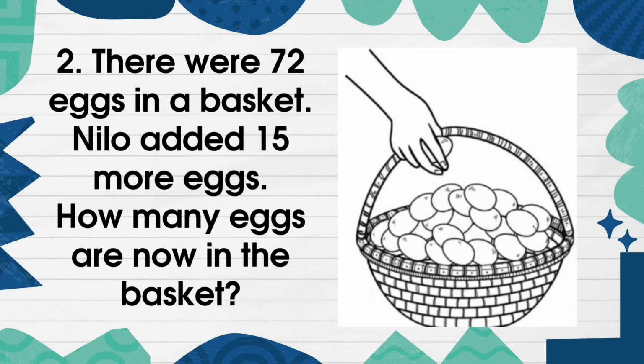There were 72 eggs in a basket. Milo added 15 more eggs. How many eggs are now in the basket?